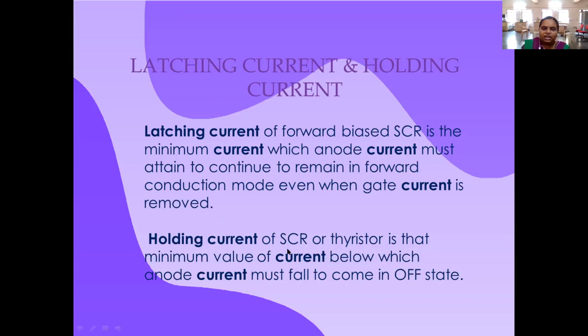What do you mean by holding current? Holding current of SCR is that minimum value of current below which the anode current must fall to come to the off state. Means the SCR is going to come to the off condition, switching itself off. Okay, that's what the holding current is. At what current the SCR is going to hold and then switch off. Okay, that's the holding current.